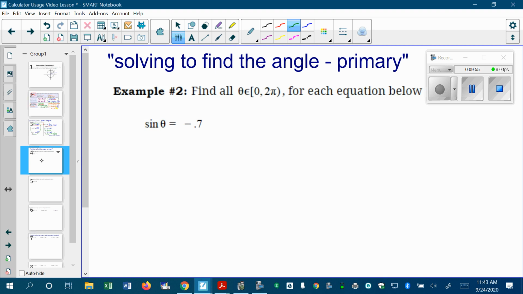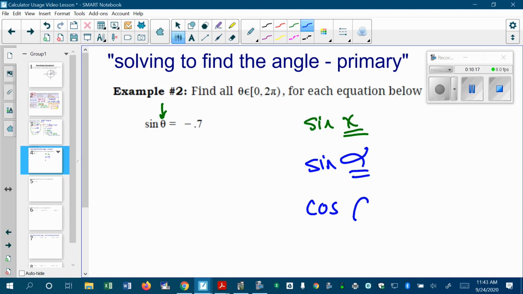All right, this problem. Now, I have already labeled that it is solving to find the angle in a primary trig function. So we can see that the angle is what's missing, right? The thing next to the trig function, like if I write sine of x, x there would be the angle. If I write sine of alpha, alpha is the angle. If I write cosine of beta, beta is the angle. If I write tangent of heart, heart is the angle, okay? So whatever the trig function applies to, that is my angle.